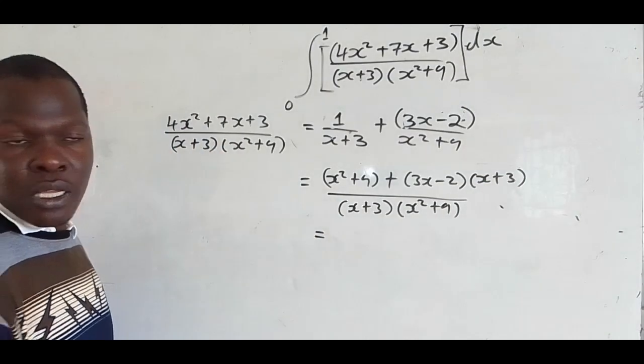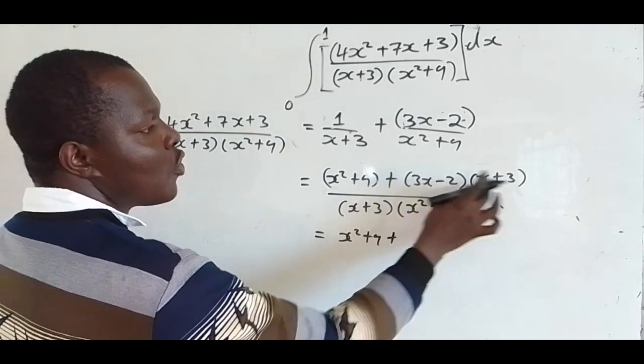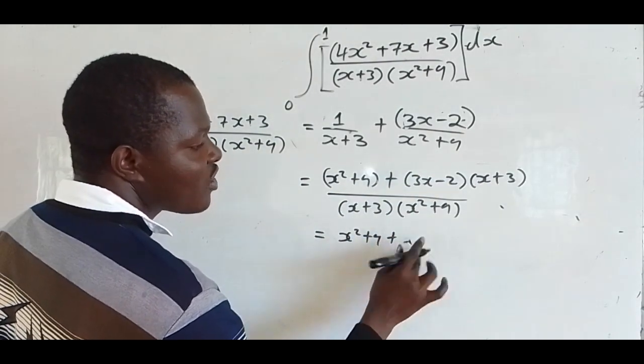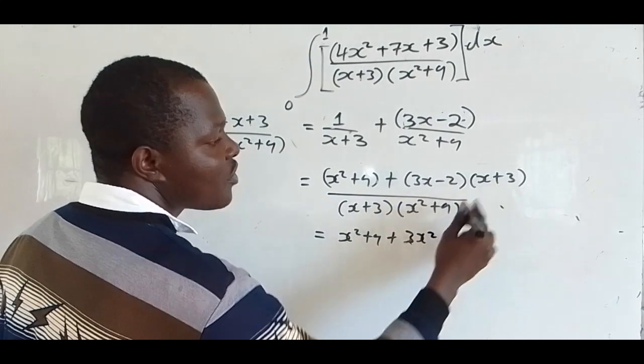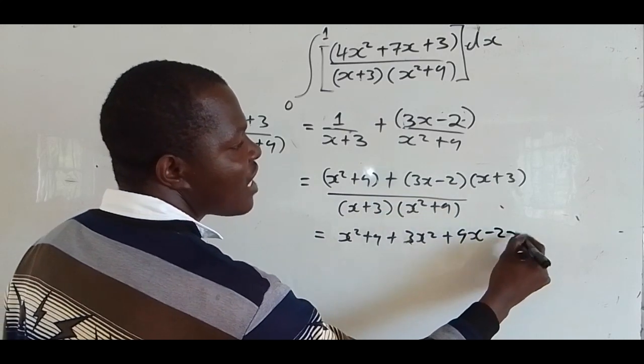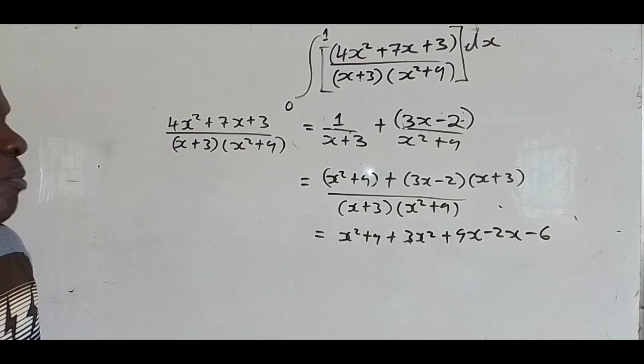Are we together? So what is this? It is x squared plus 9 for this term, plus you factorize this. I have 3x times x, so 3x squared. 3x times 3, so it is plus 9x. Minus 2 times x, minus 2x. Minus 2 times plus 3, minus 6. So can you start simplifying?